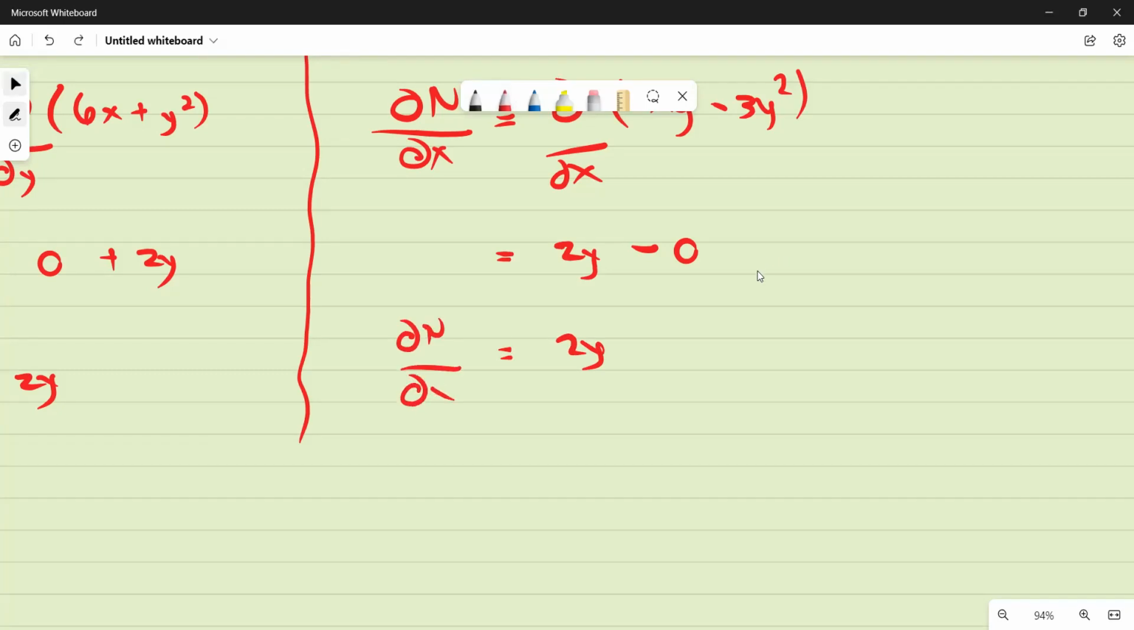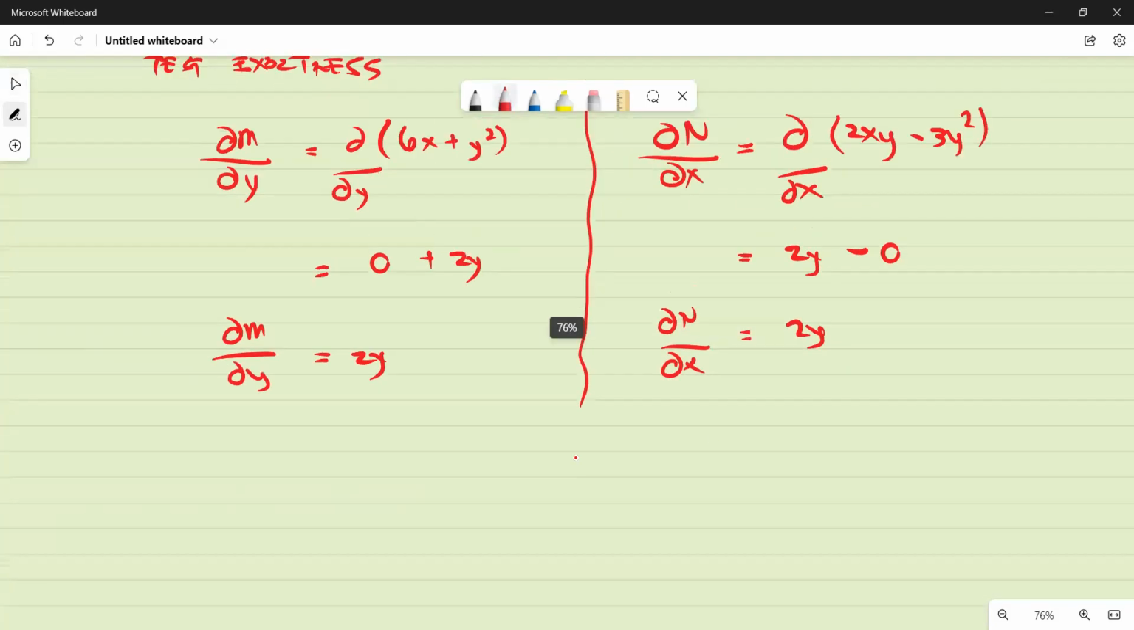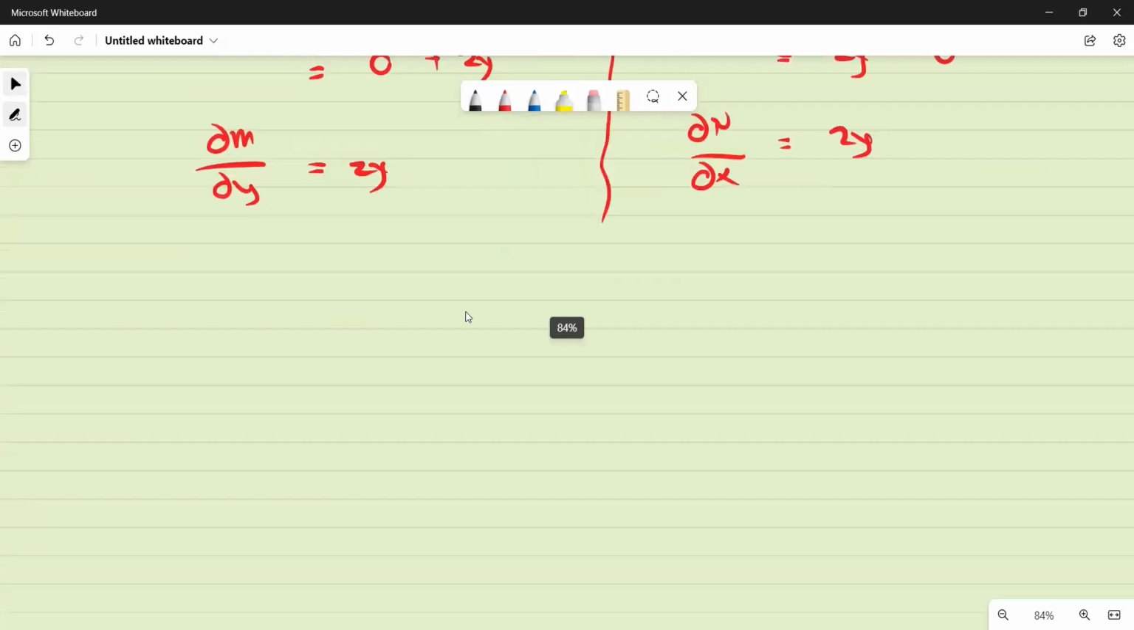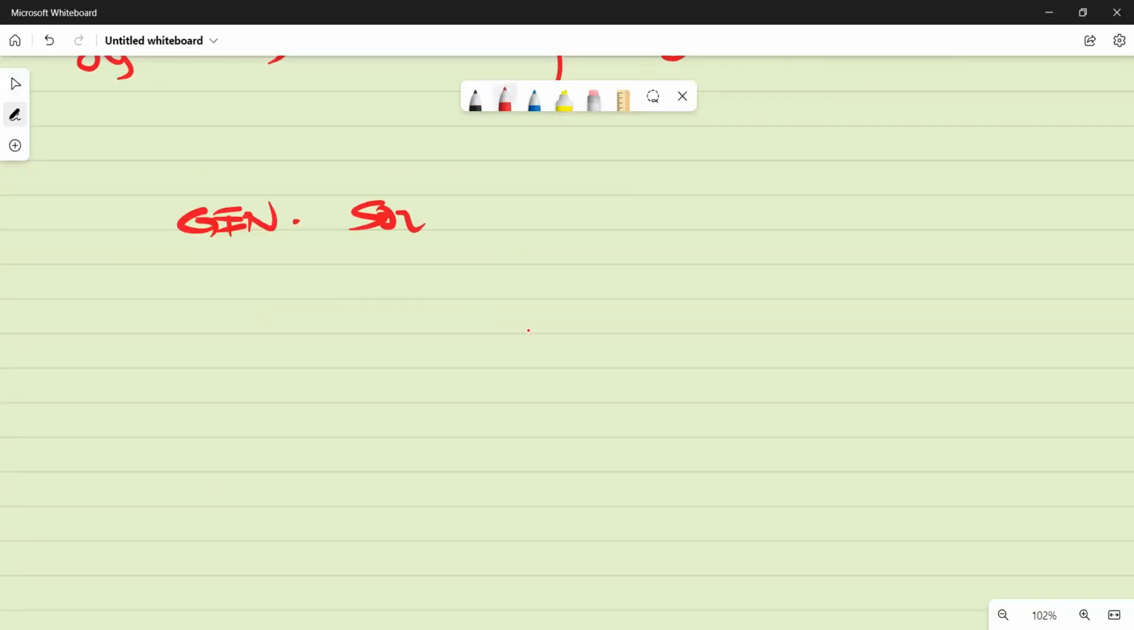And if you will notice, they are the same. So therefore, we can proceed with exact equations. And kapag exact equations, anong ginagawa natin? To get the general solution of exact equation, what we're going to do is yung original equation natin, M dx plus N dy is equal to 0.